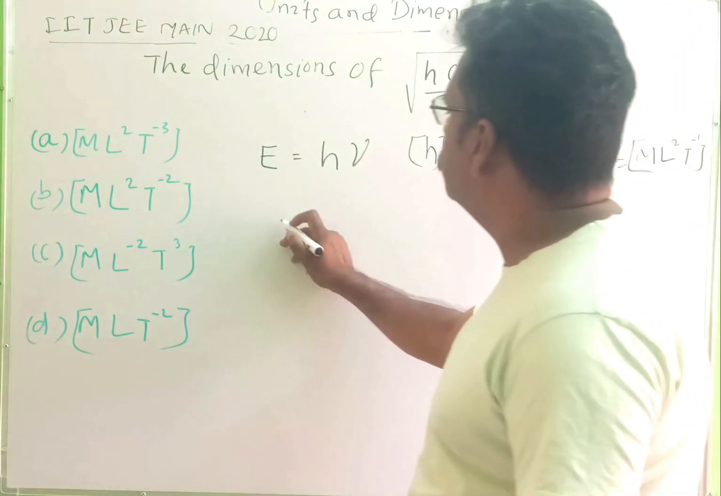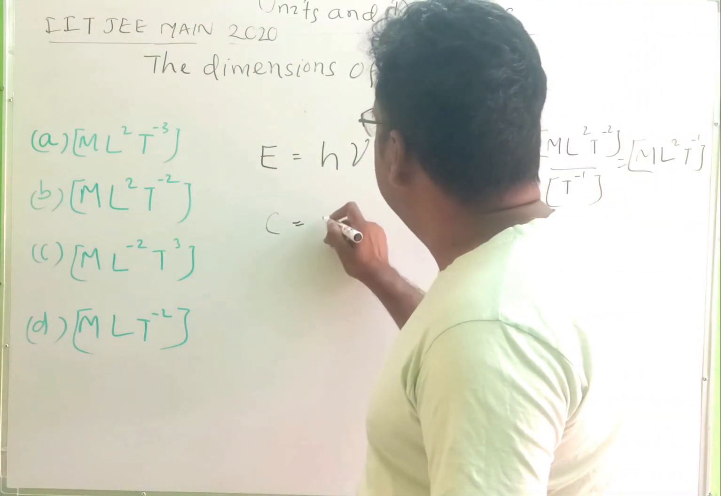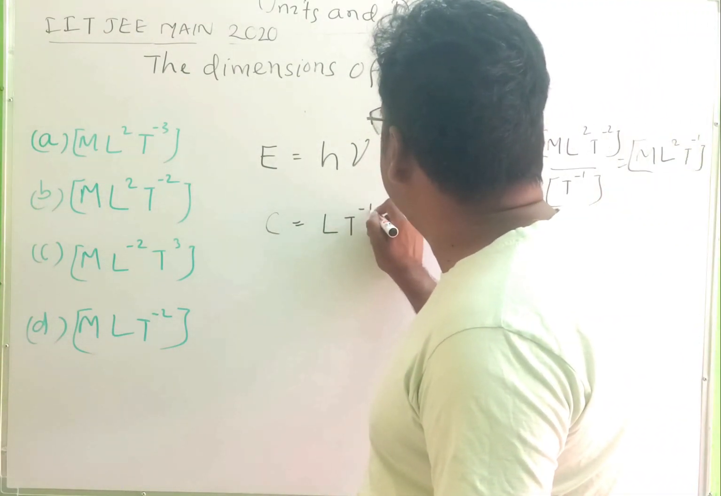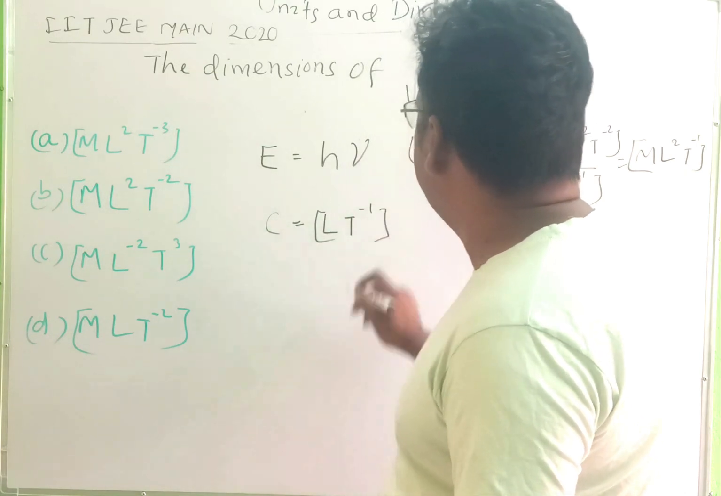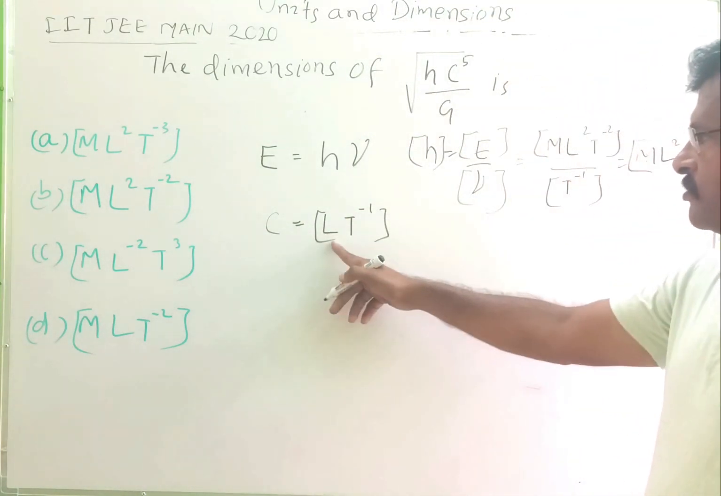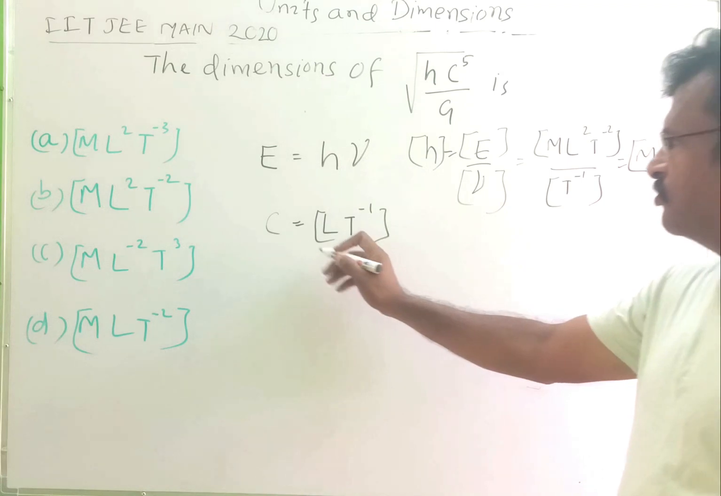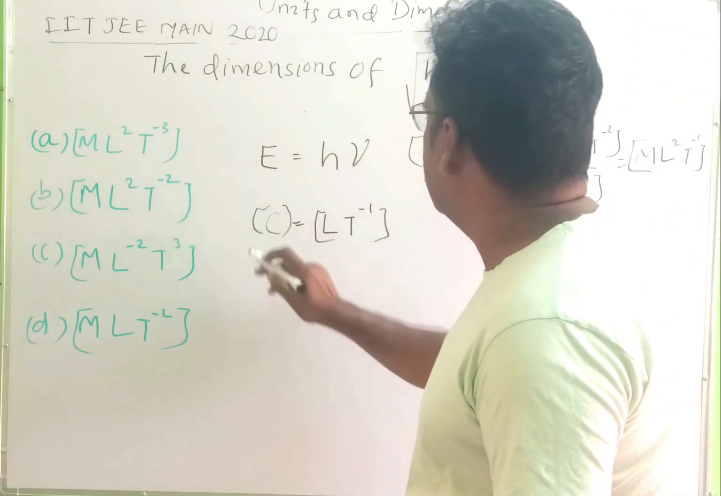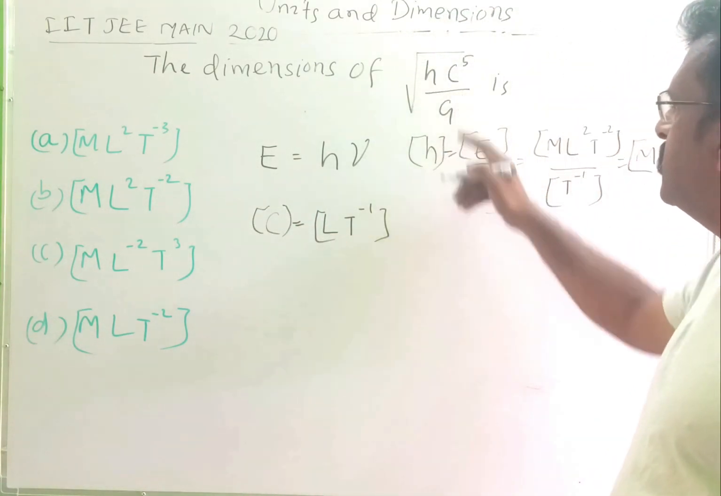And what is c? c is speed of light or velocity of light, student. That is one velocity. Velocity we know is displacement per unit time. So LT^-1 will be the dimensional formula of c. And what is G, student?